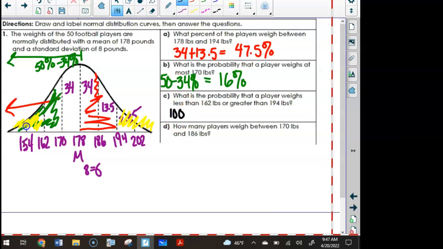Yep. I think that's the best bet because we didn't really have a number out on these little tippy ends here. So, I think it's 5%, isn't it? Because it's from here.